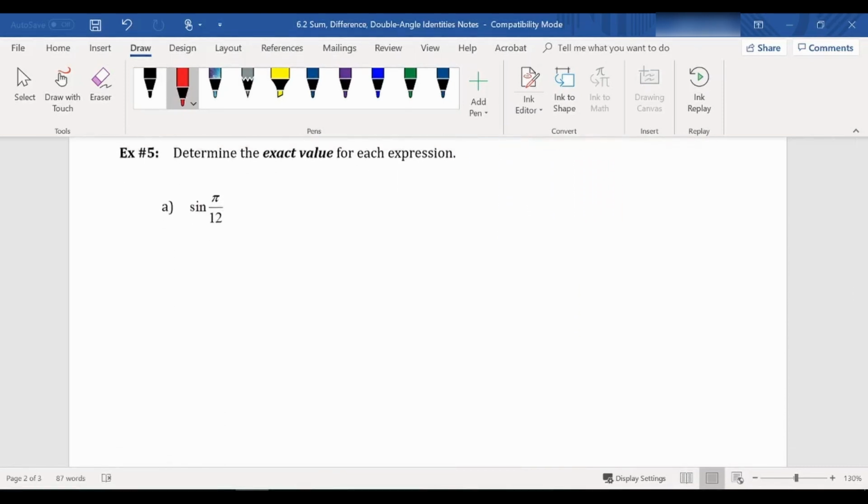All right, so we're going to do 2 more questions. These ones are asking us to find an exact value for each expression. Now remember, exact value means you're not putting it into your calculator. We need to use special triangles. So just a reminder, we had 2 special triangles.